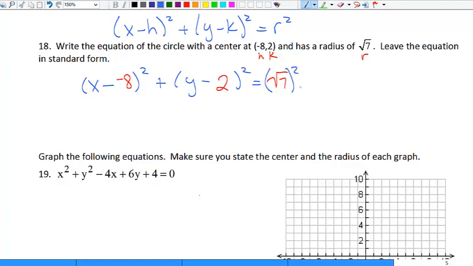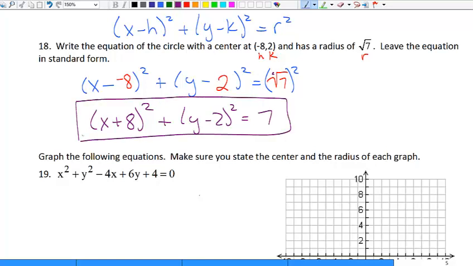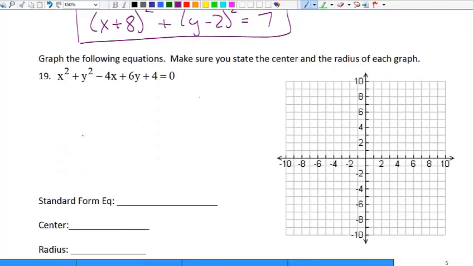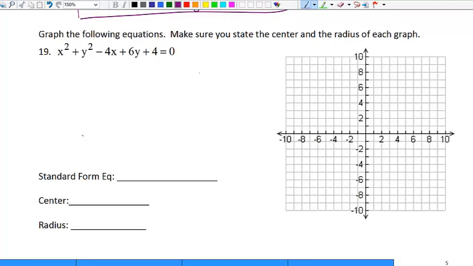Okay, so this can be cleaned up a bit. I can rewrite the x minus a -8 as really x plus 8. (y - 2) squared, that just comes down. And the square root of 7 squared is just 7. That's my final answer.